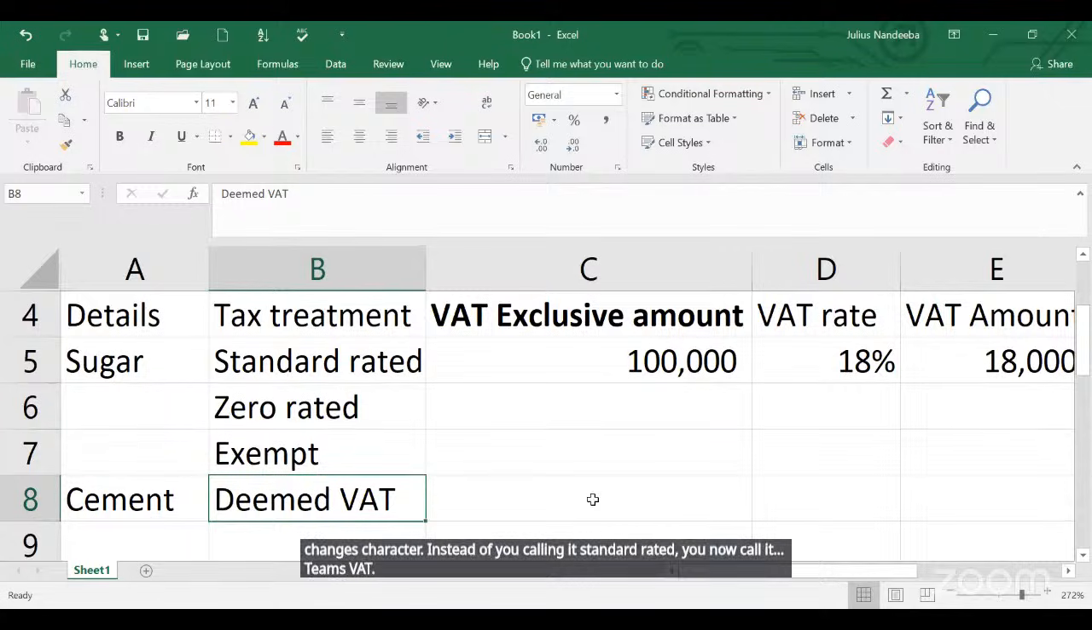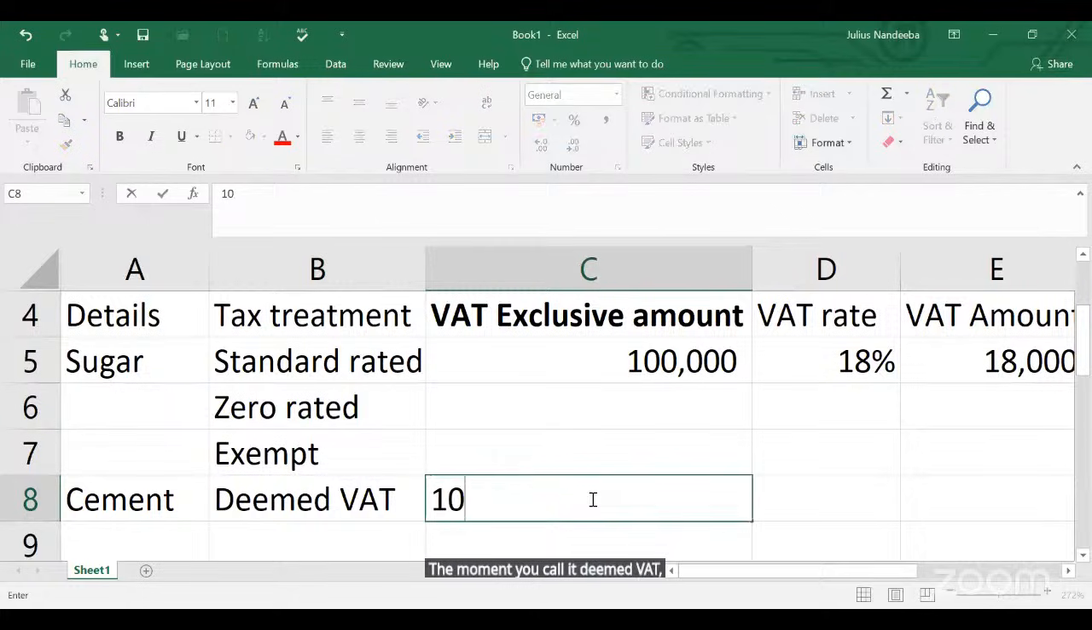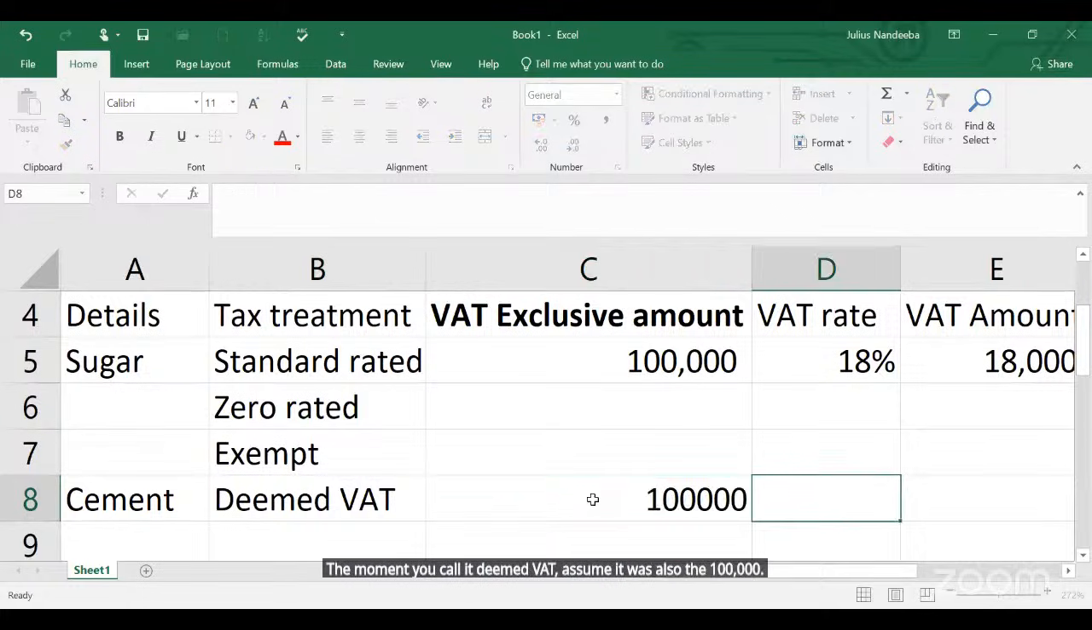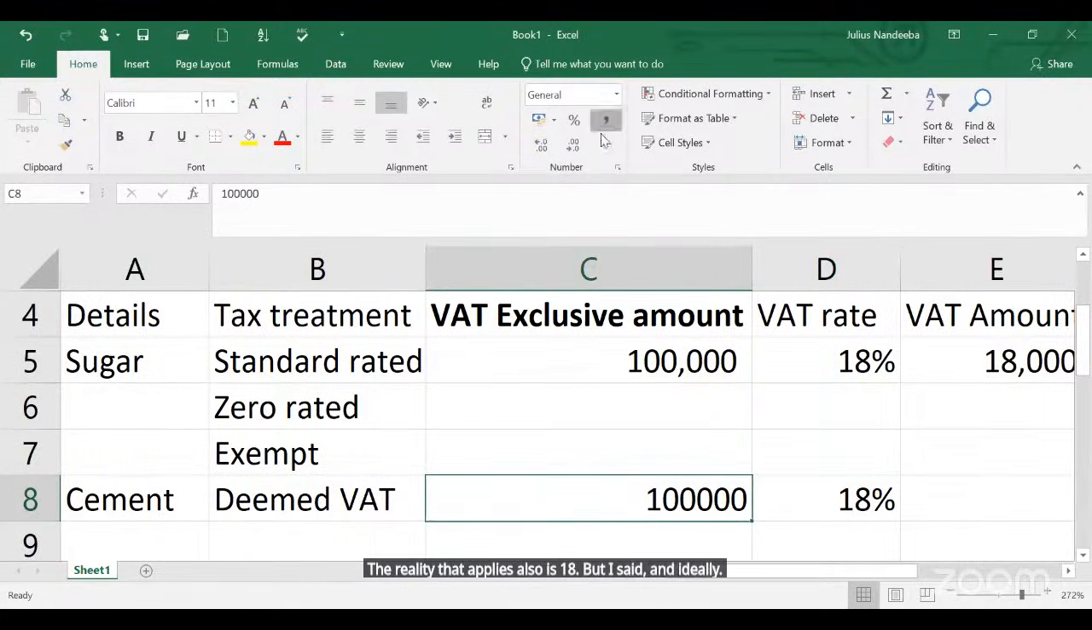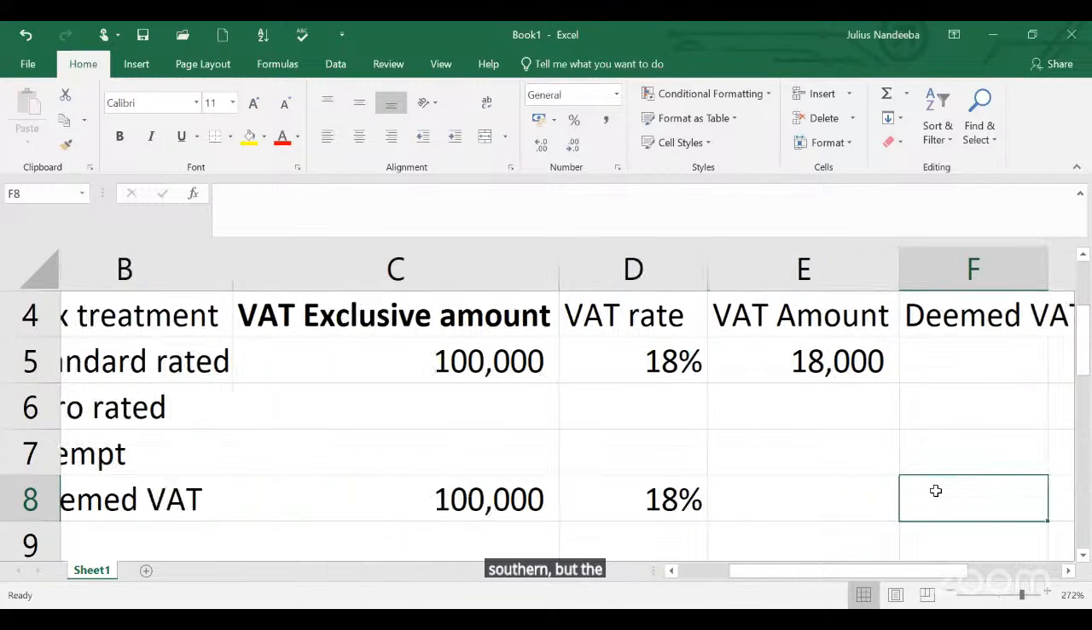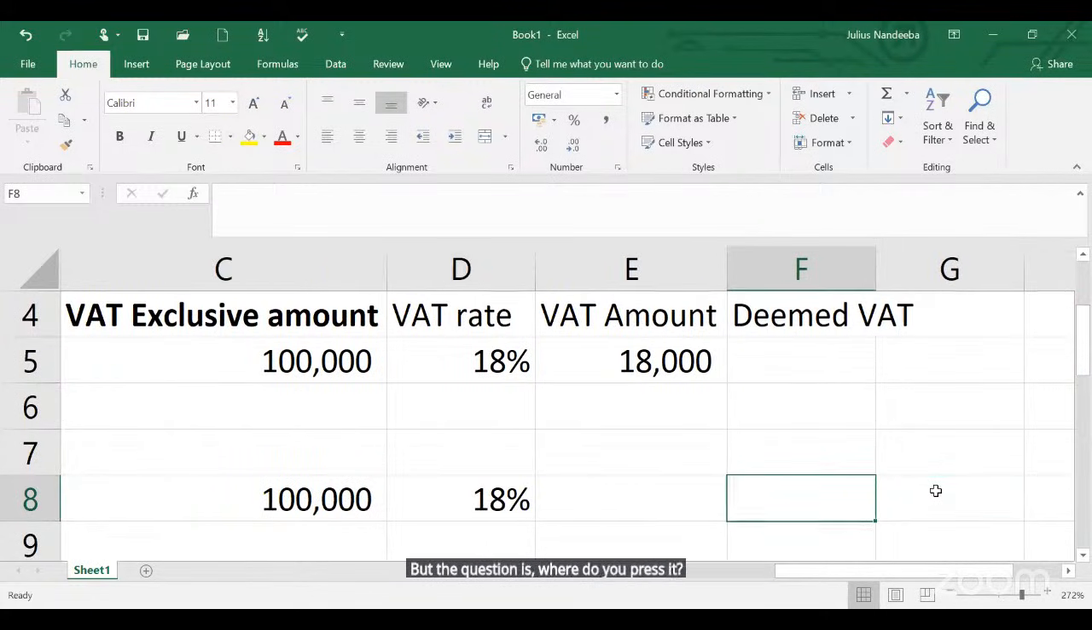The moment you call it deemed VAT, assume the amount was also 100,000. The VAT that applies is also 18%, and ideally you'd be getting 18,000. But the question is, where do you place it? Do you place it in the column of VAT amount, or in the column of deemed VAT? This time, you're going to place the 18,000 in deemed VAT.